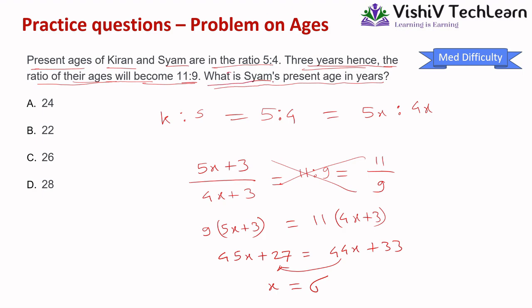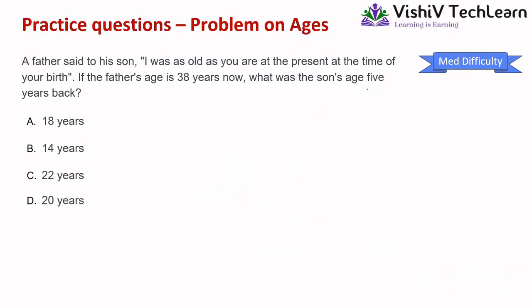Now what is the question? The question is, what is Sham's present age in years? So Sham's age is 4x. Correct? So Sham's age, which is S, is equal to 4 into 6. 4 6s are 24. So it should be 24 years, and in the options, option A is correct. Let's go to the next question.